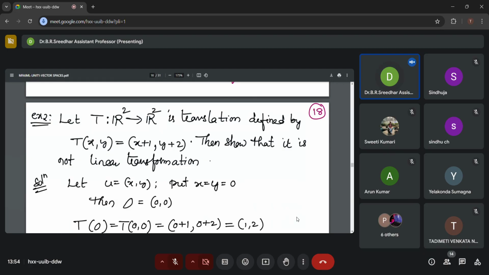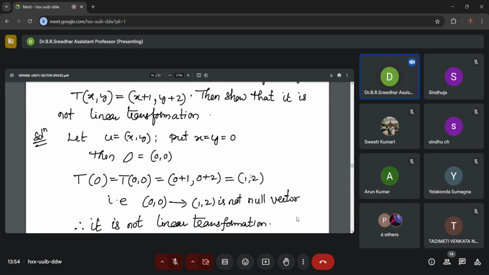Previously your question was to show that it is a linear transformation. Now you are showing that it's not a linear transformation. To prove this, you have to show that one of the conditions is not satisfied. Among these three, if any one of the conditions is not satisfied, we call it not a linear transformation. First, I am trying to verify whether the null vector is satisfied or not.